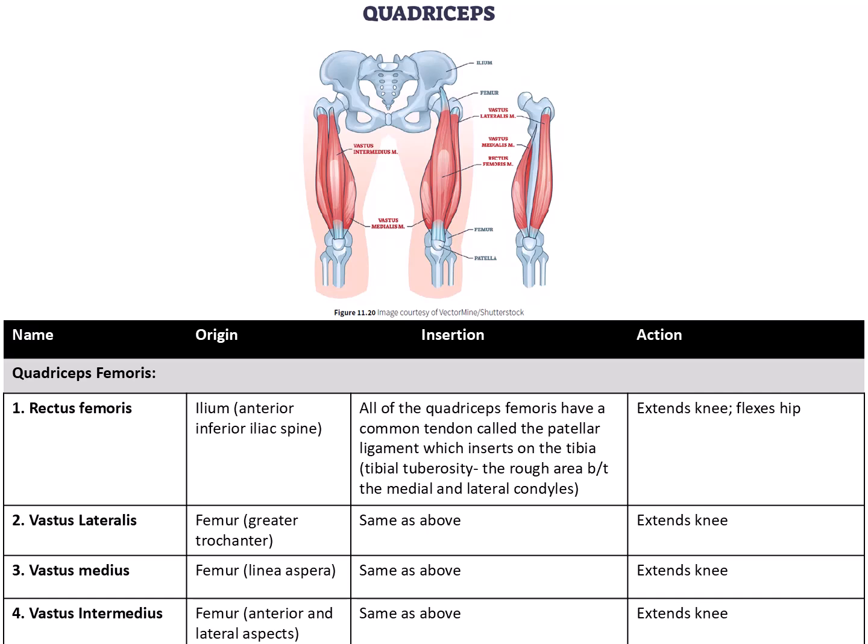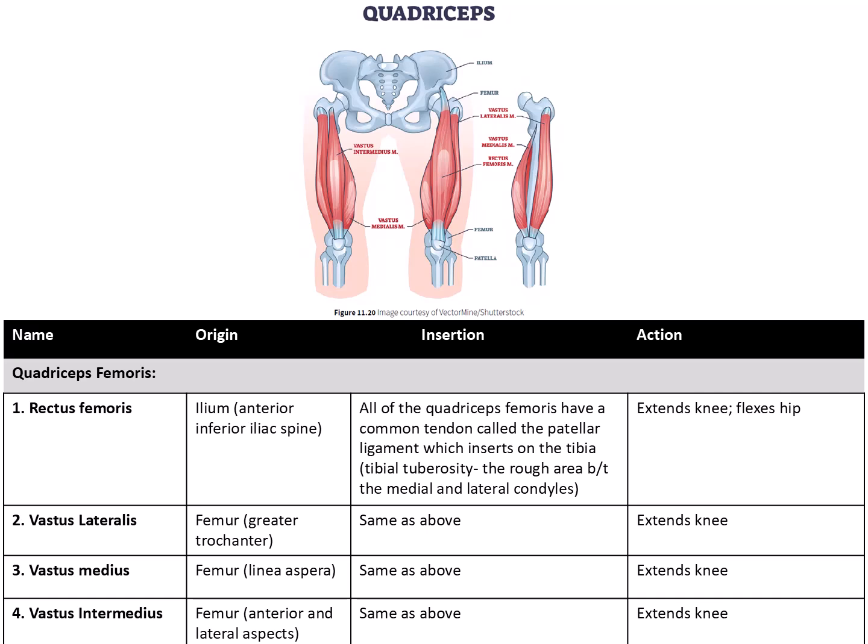Because this muscle crosses both the hip and knee joints, when it contracts, it can flex the thigh and extend the leg. Vastus lateralis is the lateral thigh muscle and originates from the greater trochanter of the femur and inserts on the tibial tuberosity via the patellar ligament. When it contracts, it extends the leg. Vastus medius is on the medial side and originates from the linea aspera of the femur and inserts on the tibial tuberosity via the patellar ligament.